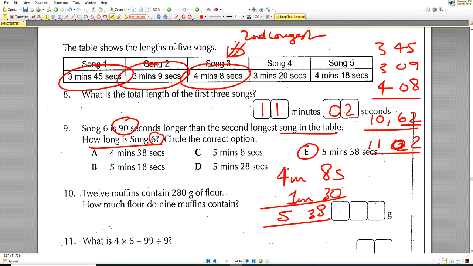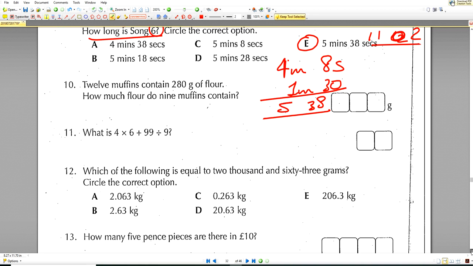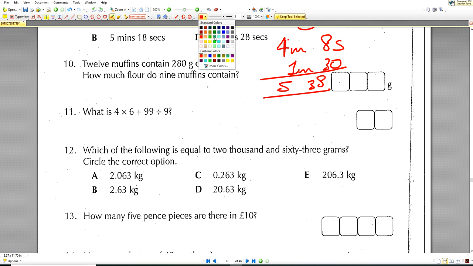Okay, hopefully everybody's got that so far. Let's quickly move on to question number 10. Let me just change color a bit. All right, let's change for a different color. Let's go for a blue. 12 muffins contain 280 grams of flour, so it's like a ratio question.